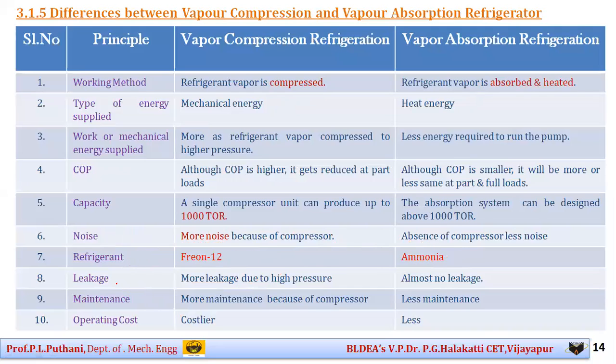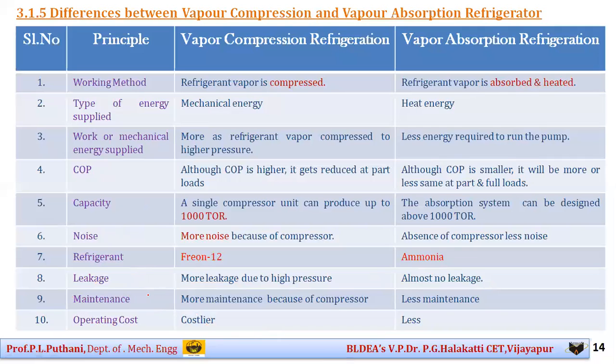Leakage. As I said, in the VCR, we are using the compressor, which consists of moving parts, and here the vapor is compressed to high pressure, which means the chances of leakage in vapor compression refrigeration are more when compared to vapor absorption refrigeration. So in vapor absorption refrigeration, there is no such type of leakage.